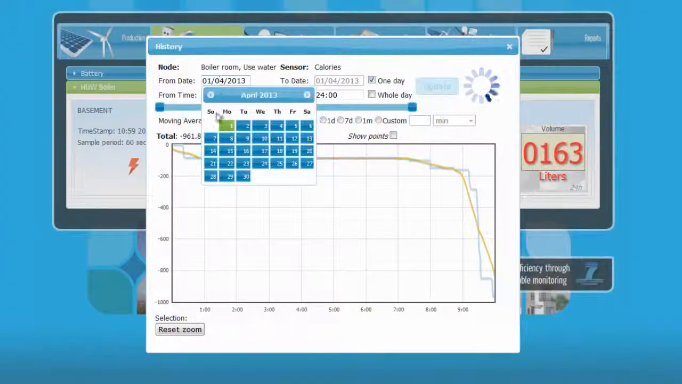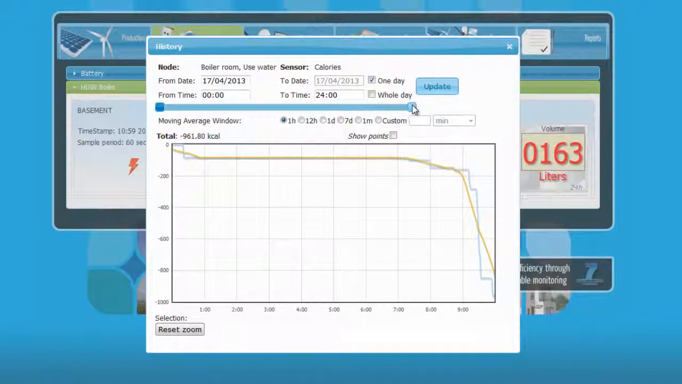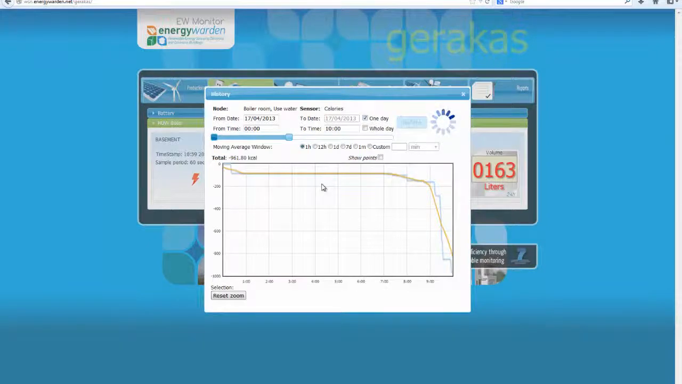If, for example, we select the 17th of April and look only at the hours between midnight and 10 in the morning, we will see this plot. Apparently some small hot water abstraction was made just after midnight, while in the morning, just after 7, a more intense use profile is shown.